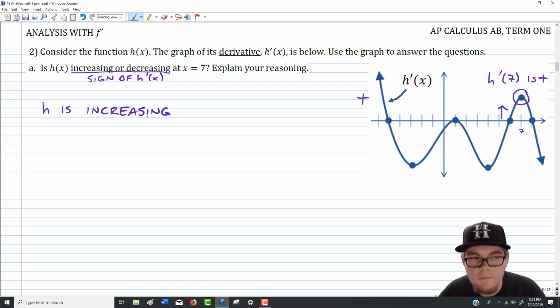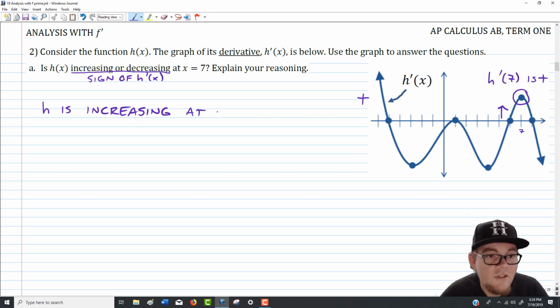So h is increasing. Right now, what we've written is a false statement. This function h is not increasing everywhere. Specifically, h is increasing at x equals 7. That way we're focused on the point we are at. Now we need to give our reason, or explain our reasoning. And that reason, as we said, is because specifically h prime of 7 is greater than 0.